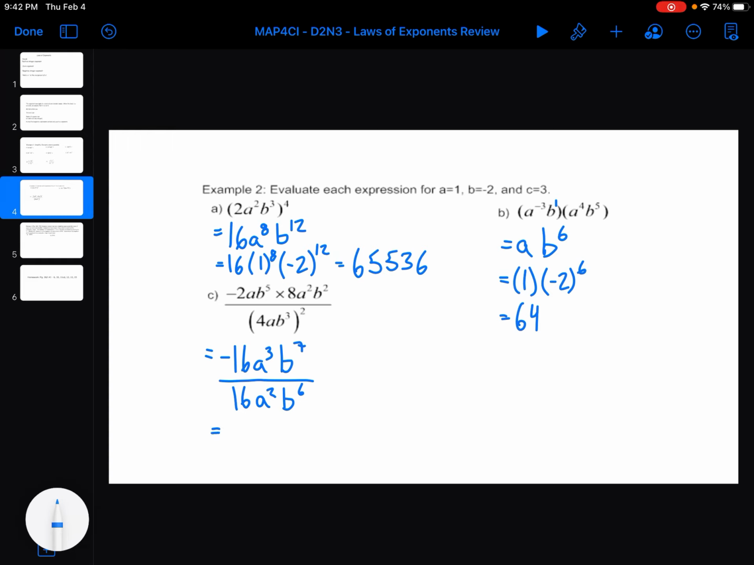Okay, now 16 divided by 16 is just going to be 1, with the negative, so negative 1. a, b: 3 minus 2 is 1. 7 minus 6 is 1. So this is negative 1 times negative 2. So that's just going to be equal to 2. It's a lot easier if you substitute in at the end for a question like that.